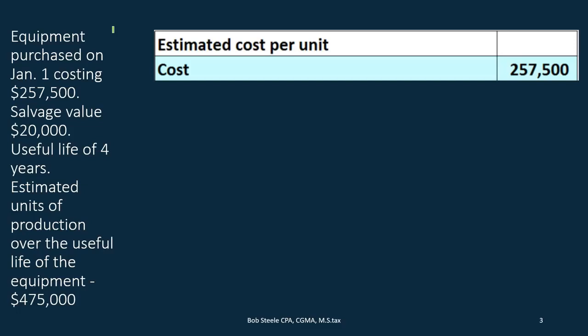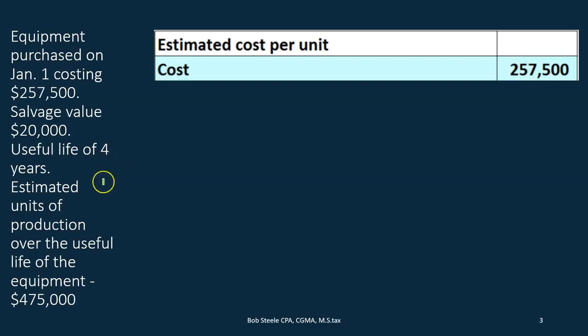So in this case, we've got equipment purchased on January 1st costing $257,500, salvage value $20,000. Remember what salvage value means? That means that we can sell the equipment for the $20,000 at the end of its useful life. Now, we still have the information. It's going to be a 4-year useful life. That information is somewhat irrelevant here, but I want to keep it in there just to compare it to the prior methods that we have used. It'll still fit into the 4-year period in this case, so we can show that 4-year period comparison.